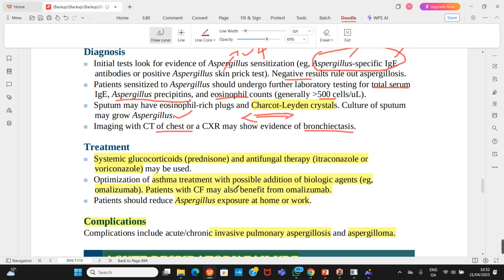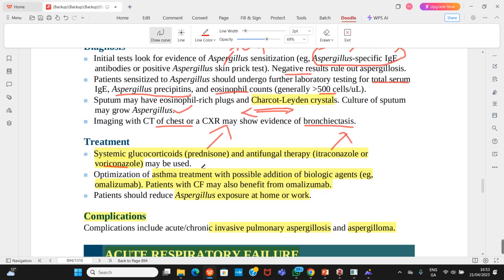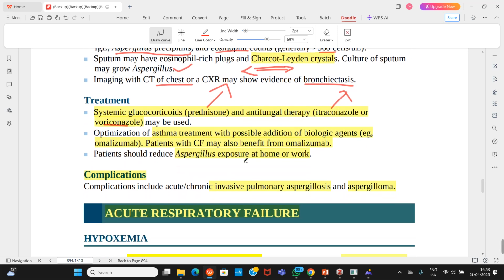So how do we treat? Give steroids, just like we have said initially, and you give the antifungal medication, which is what? Itraconazole. If you can't give itraconazole, give voriconazole. So don't forget, anytime you are treating ABPA, just go and give steroids, combined with the antifungal agent. Very, very important. And you want to optimize the background cause of the problem, which is the cystic fibrosis or the asthma. So for asthma, a biologic agent, something that can attack the IgE, which is what? Omalizumab. For cystic fibrosis too, you can also use omalizumab.